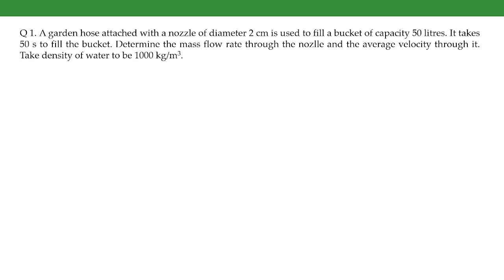A garden hose, like a pipe which has a nozzle attached to it, is used to fill a bucket that has a capacity of 50 liters, and it takes 50 seconds to fill the bucket. So we have to determine the mass flow rate from the nozzle that is required to fill the bucket of 50 liters in a time of 50 seconds, and the average velocity of the water that is coming out of the nozzle. So let us start.